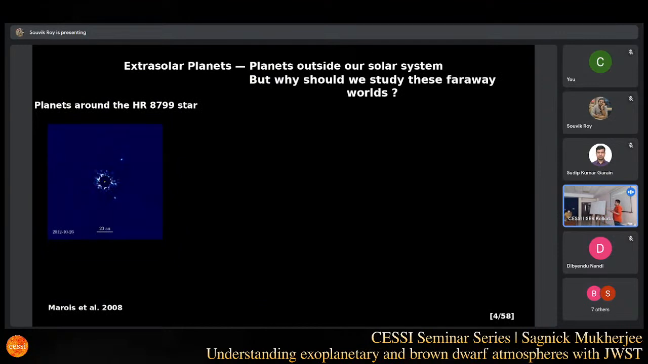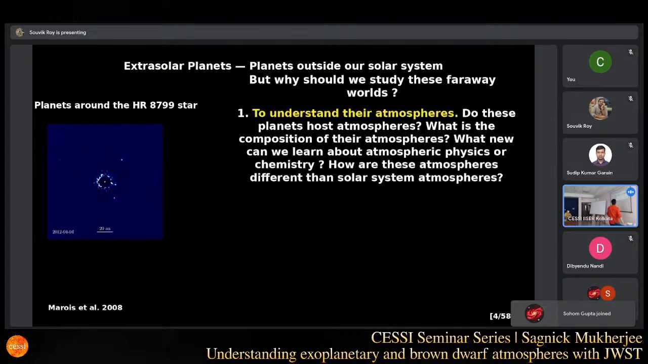But why study these faraway worlds? These are so far away that we do not have a realistic, optimistic hope of ever visiting them. Then why do we study these planets? I like to think of the motivation in 3 steps. The first is to understand their atmospheres. For the past 40 to 50 years, we have explored our solar system quite well. We went to Mars with our robots. We went to Jupiter with our probes. So we have a basically good understanding of our solar system atmospheres. It's not perfect, but it's better.